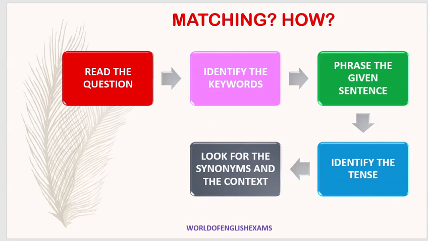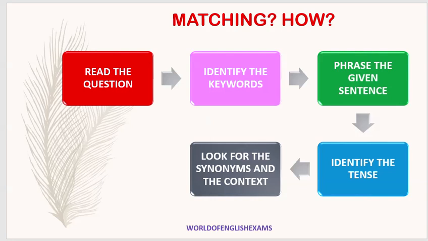Then once you have categorized and identified the keywords, the third step is very, very essential: phrasing the given sentence. A phrase is a group of words. So essentially what we are doing is we are going to divide the sentence into phrases or maybe bits of words, and then we are going to try to get the meaning.